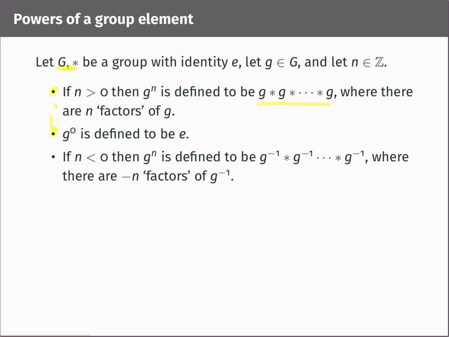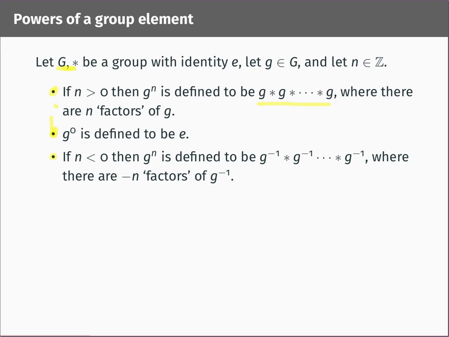Next, if n is 0, we define g to the power 0 to be the identity element. So e here refers to the identity element of the group. And if n is negative, then we define g to the n to be the inverse of g, combined with itself minus n times, using the group operation star again. So this is exactly the definition of a power of a permutation, except with composition replaced by whatever the group operation happens to be. So let's look at an example.